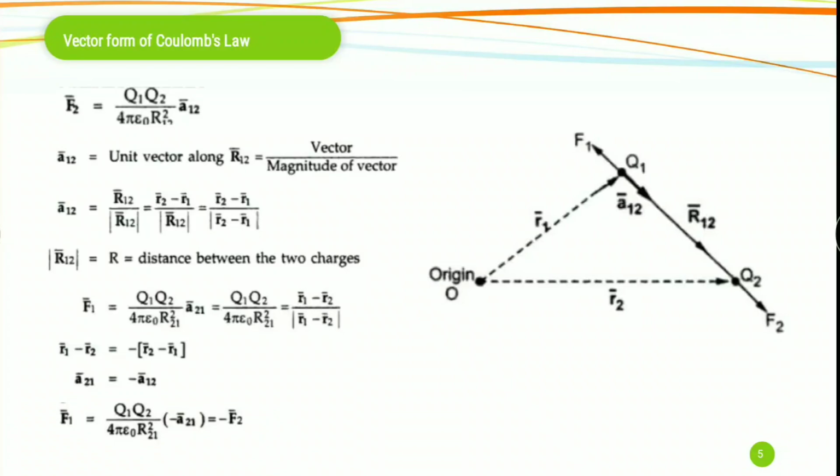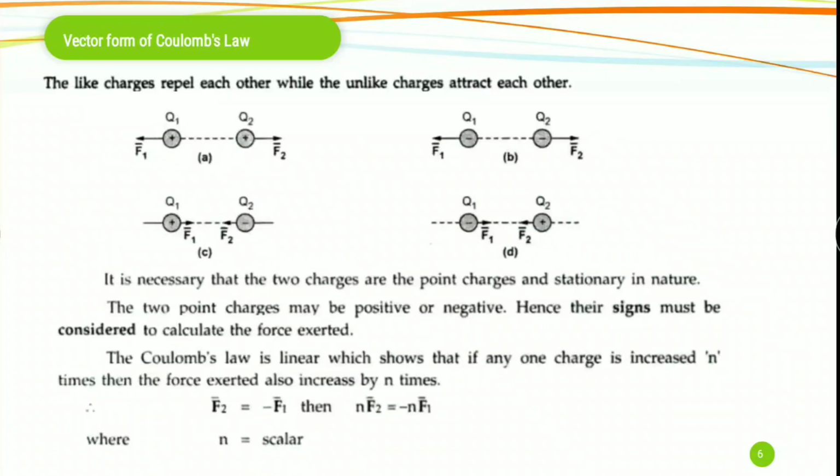Now next, here the charges may be like charges, that means they are positive charges, or the charges may be negative charges, that means like charges. Whenever the point charges are like charges, then there is a force of repulsion. That is clearly explained in figures A and B. So the directions of F1 and F2 are opposite, that means they are away from the charges.